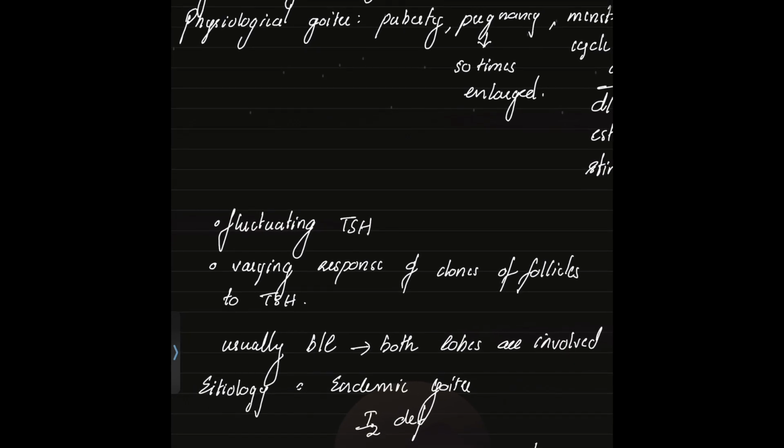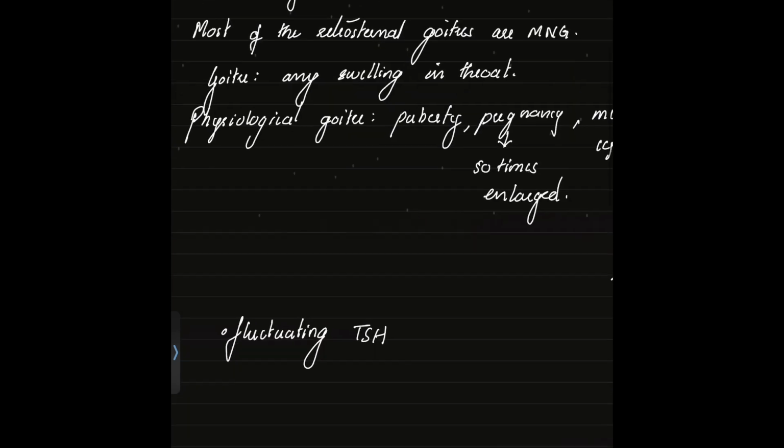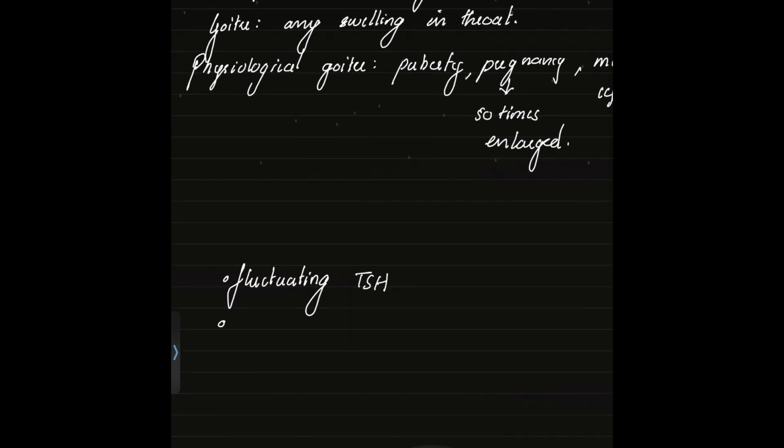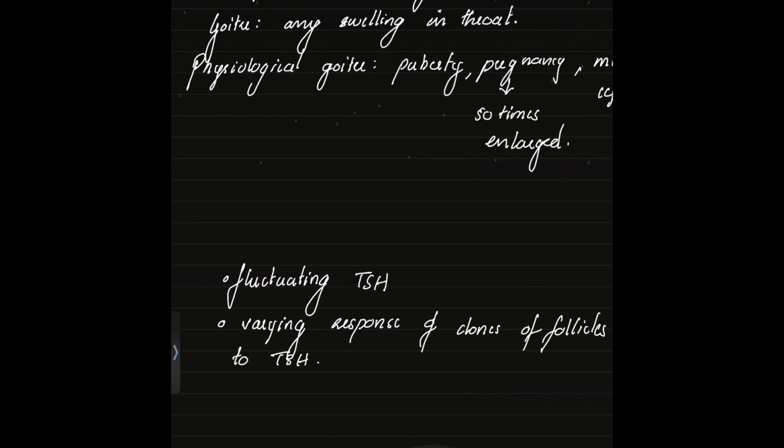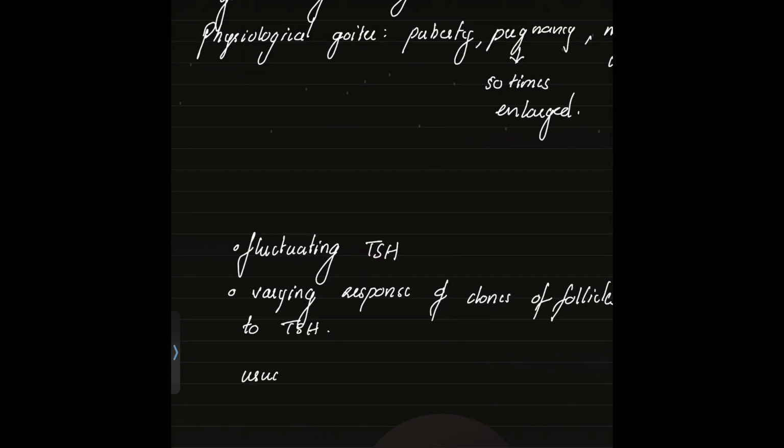So what is the pathology of this? Fluctuating TSH levels. When TSH increases, there is follicular hyperplasia, and when it decreases, there is regression. So fluctuating TSH levels is the main pathology. There is a varying response of the clones of follicles to thyroid stimulating hormone. It is usually bilateral, that is, both the lobes of the thyroid are involved.